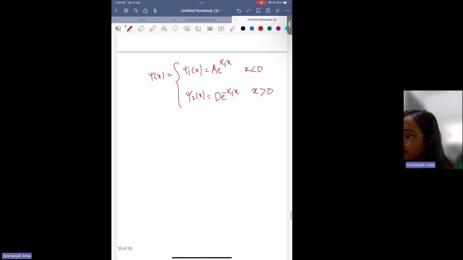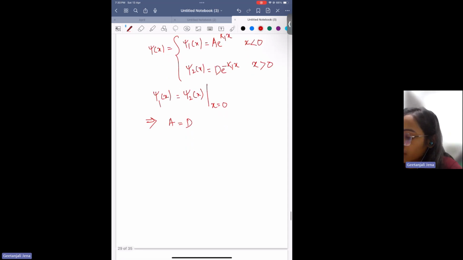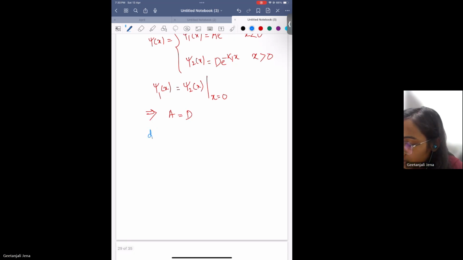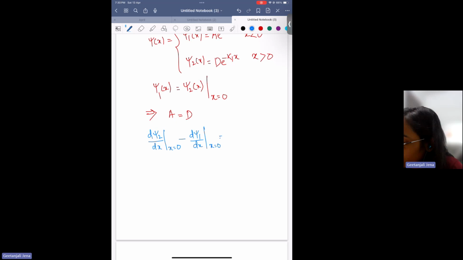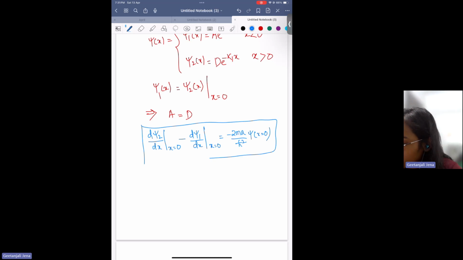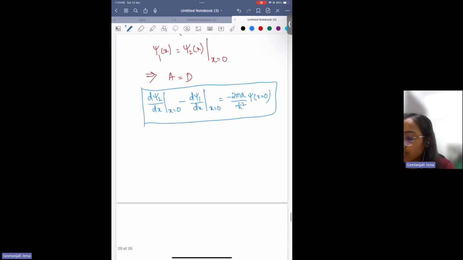So now we have to use the continuity condition. Continuity means the wave function should be continuous. Psi 1(x) should equal psi 2(x) at the boundary, which is x equal to 0. So that means A equal to D. But the first derivative is not continuous because there is a Dirac delta function. So this d psi 2 by dx at x equal to 0 minus d psi 1 by dx at x equal to 0 should be equal to minus 2ma by h cut squared psi at x equal to 0.